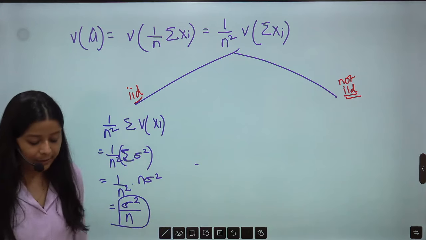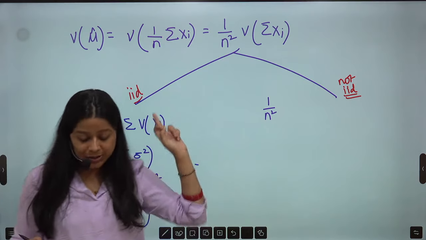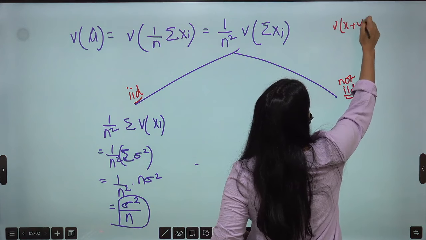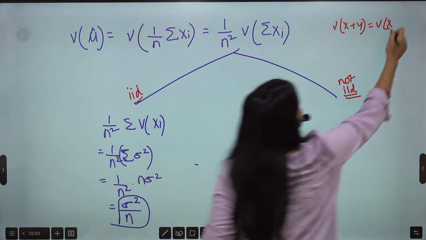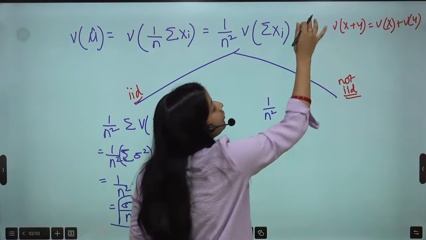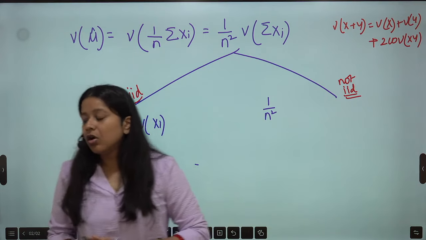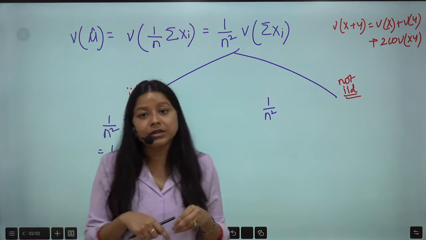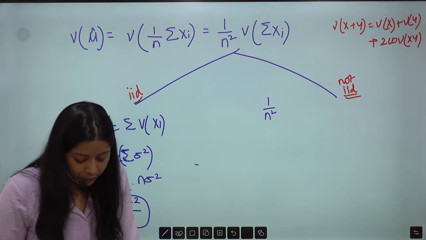What if I tell you it's not IID? Then in that case, what will happen? You have 1 by n square, but now you cannot take this summation outside of variance, because we have seen that variance of x plus y is equal to variance of x plus variance of y only when it is IID, or at least independent. If it is not independent, you will have one covariance term, remember? Do you guys remember this? The same situation will take place here, where you will have a covariance term of all of these different variables. So how do you take this covariance term into account?